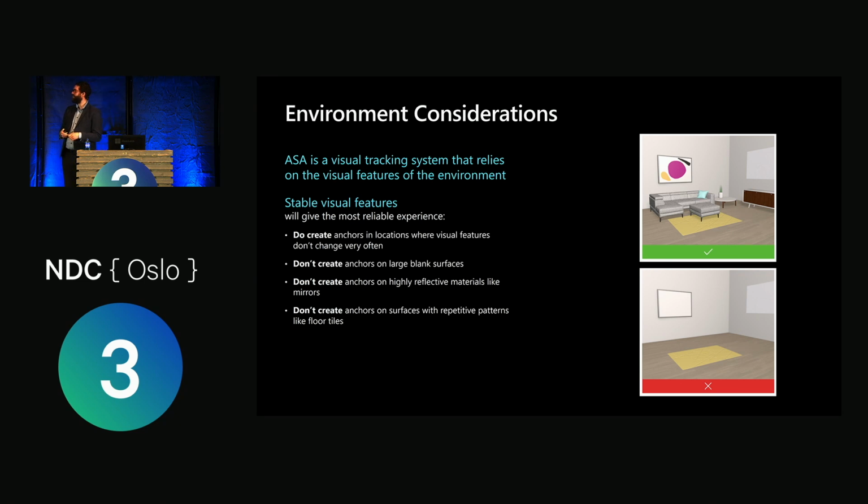But the location matters, of course, because you're generating a 3D fingerprint of the area. It's using things like features from the furniture and textures from the wall. So if you try to create an Azure Spatial Anchor in an empty room with nothing on the walls and nothing on the floor, it's not going to work very well because it's not going to be a very unique fingerprint.